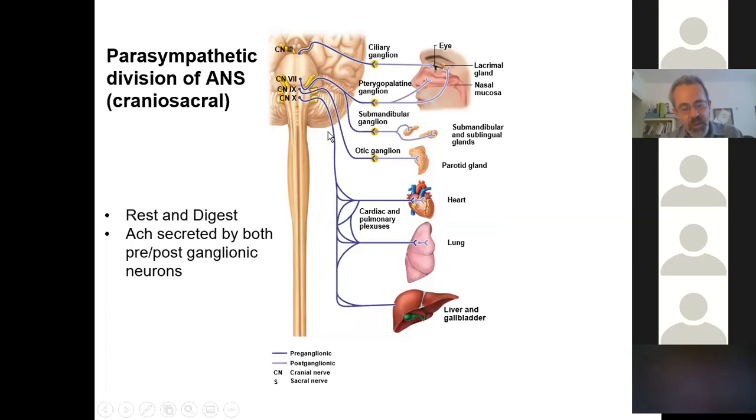So what does this mean in terms of the neurotransmitters? Well, the preganglionic neurons produce acetylcholine, which is exactly what we saw with the sympathetic. The difference lies in what neurotransmitters are produced by the postganglionic. In the case of the parasympathetic postganglionic, they also produce acetylcholine. So we have acetylcholine with pre, acetylcholine with post, whereas sympathetic, we have acetylcholine with pre, norepinephrine with post.